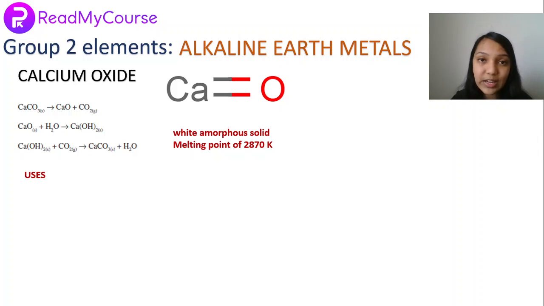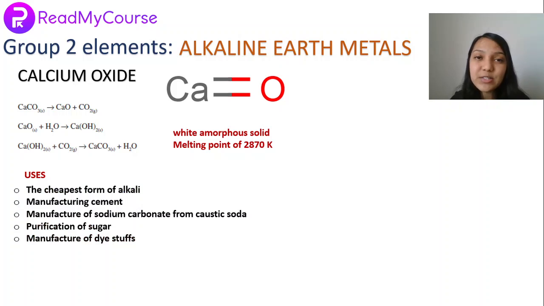The uses of calcium oxide: it is the cheapest form of alkali available, and it is very cheap, right? It is used in the manufacture of cement. It's used in the manufacture of sodium carbonate from caustic soda. It is used in the purification of sugar and the manufacture of dye stuffs as well. So this is about calcium oxide, how it is prepared, the other reactions it undergoes, and its uses. Next we'll talk about calcium hydroxide.